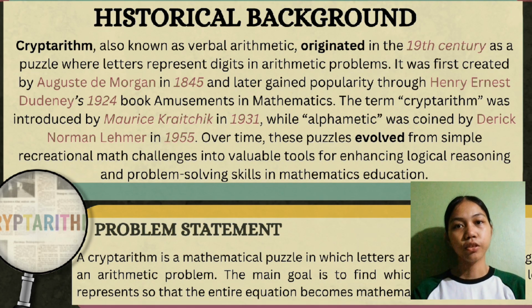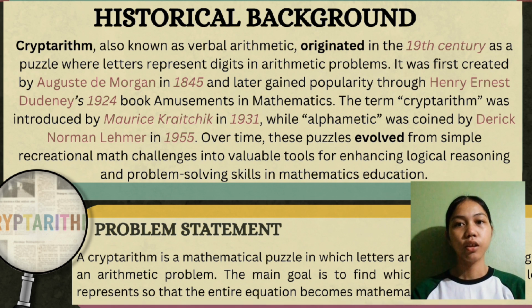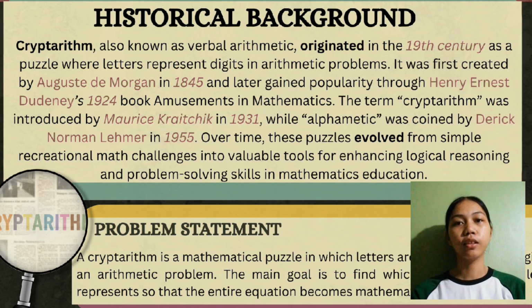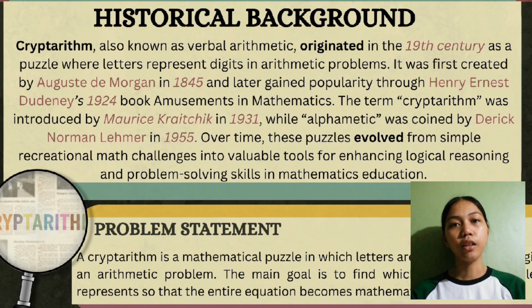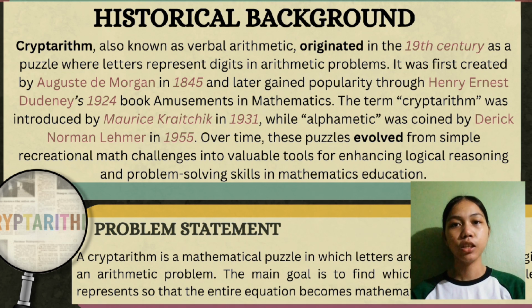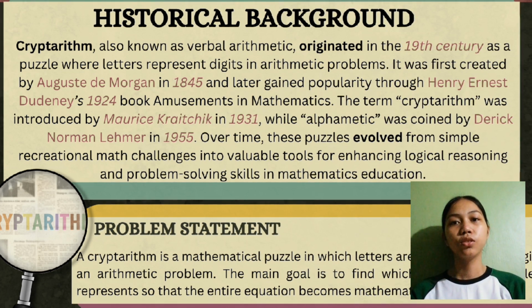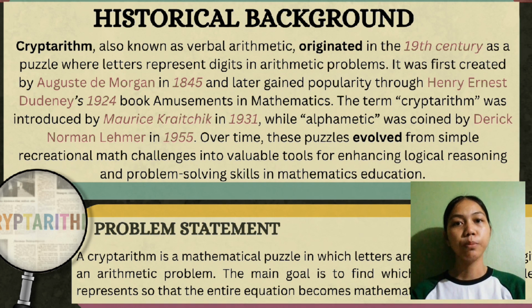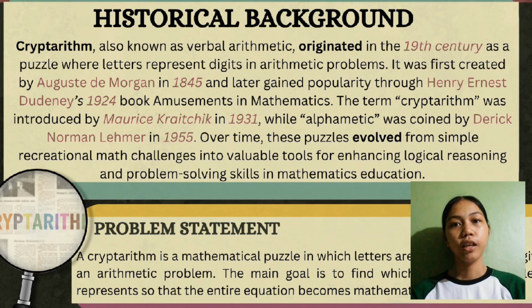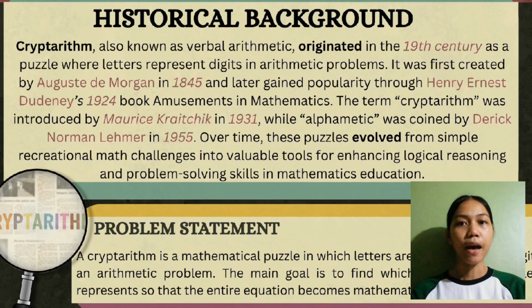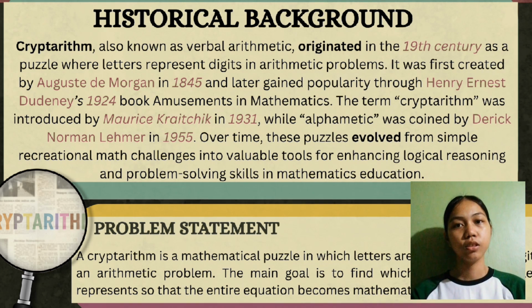Cryptarithm puzzles originated in the 19th century. The earliest known example was created by Augustus De Morgan in 1845, a famous mathematician who loved creating problems that challenged logical thinking. During that time, these puzzles were mainly used for entertainment. They appeared in math books and magazines as fun brain teasers.